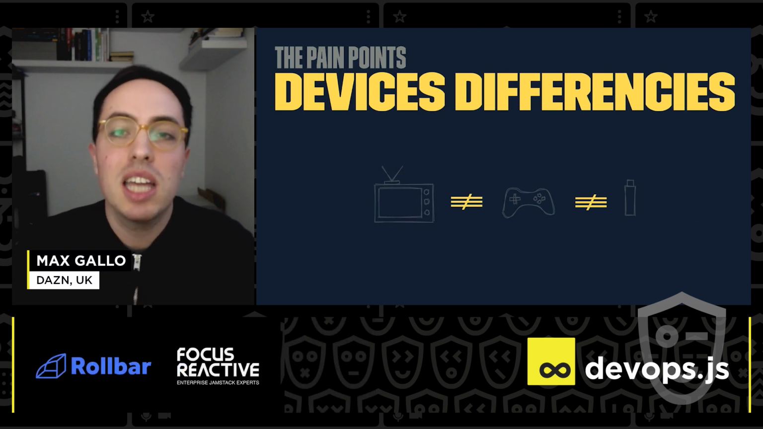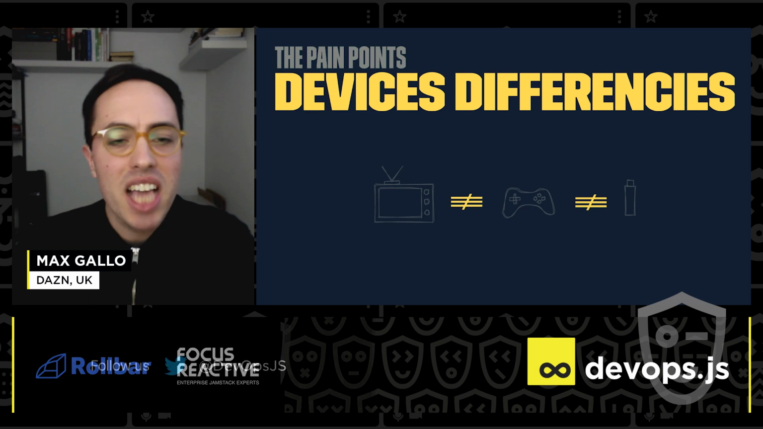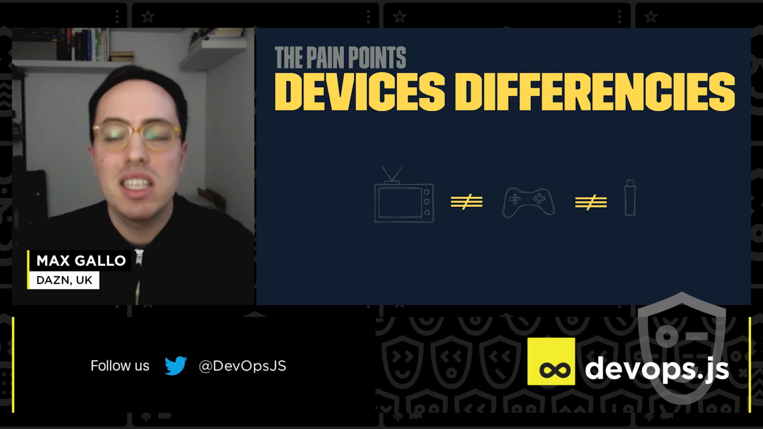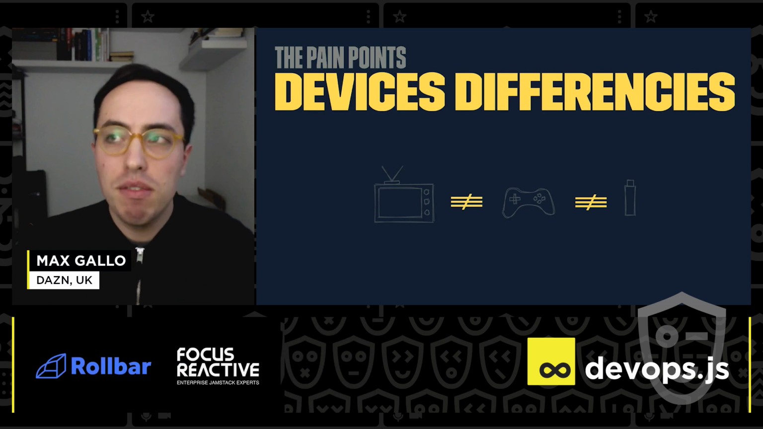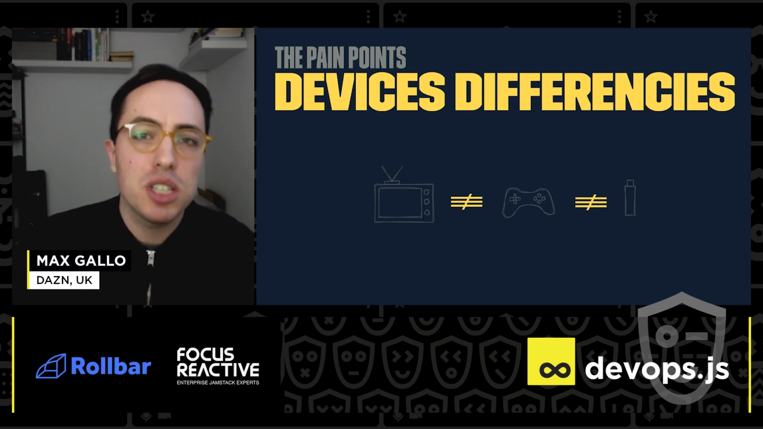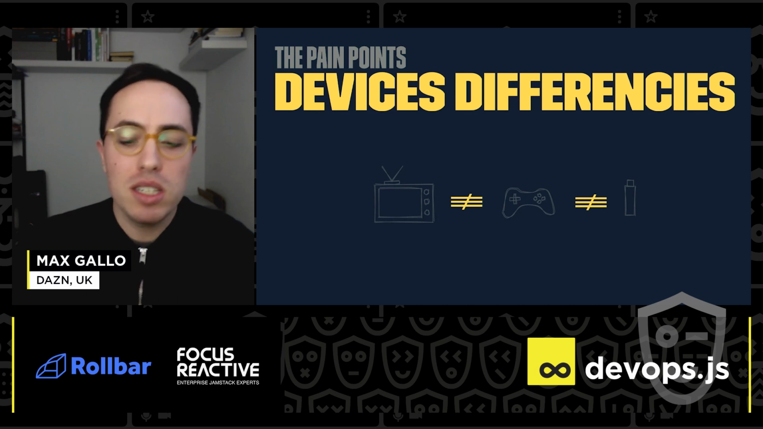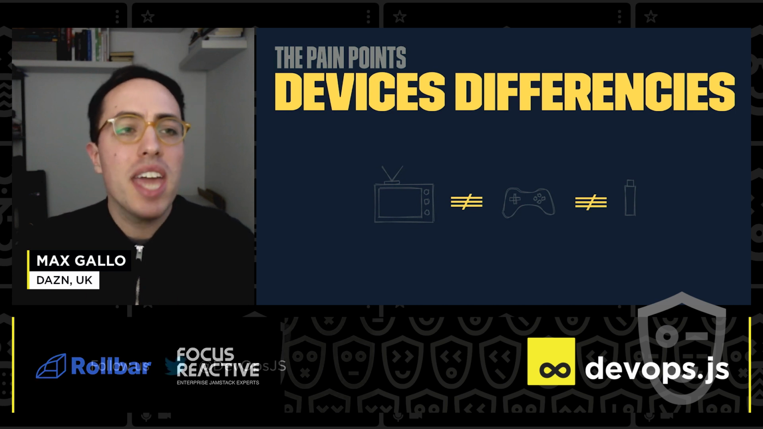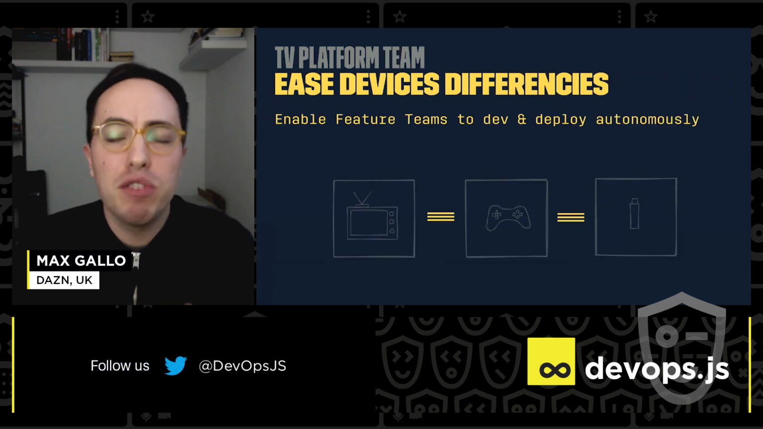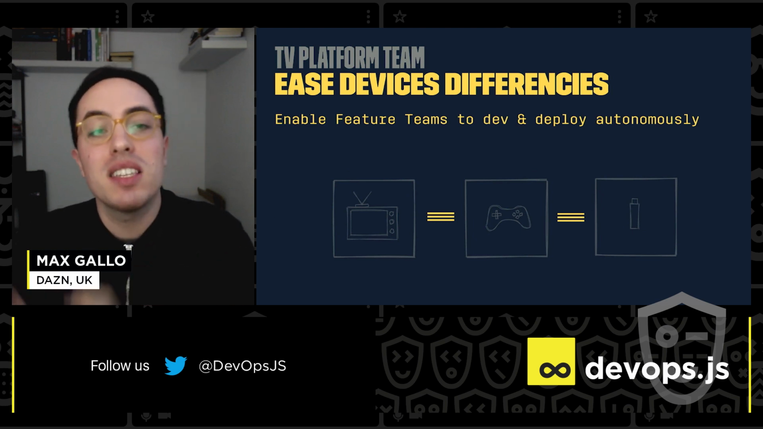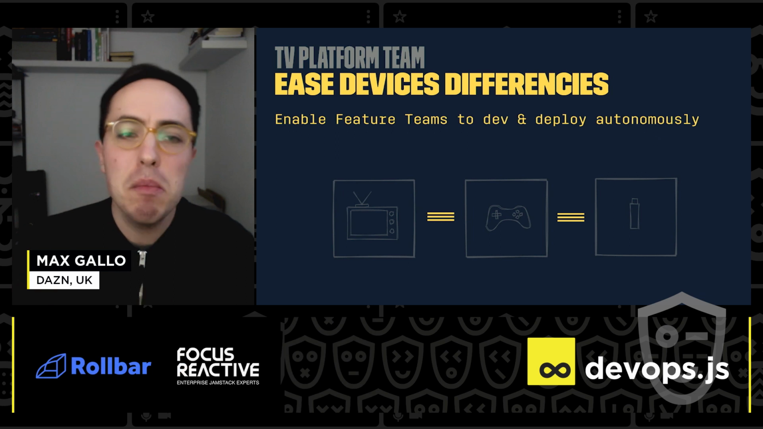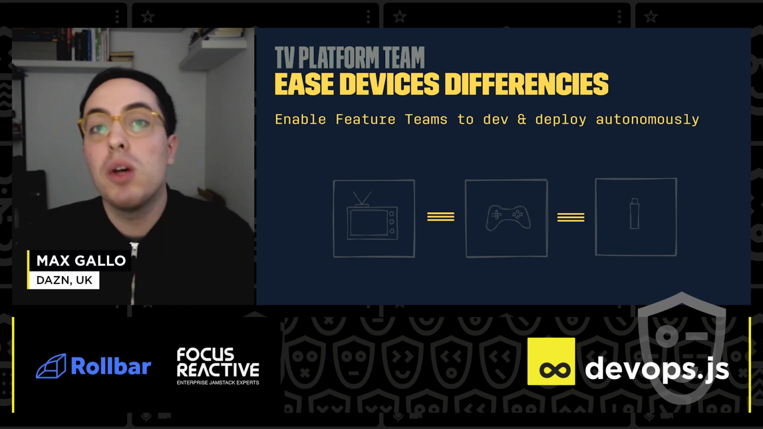So the pain points that we have in the front end, in this specific context of the devices these days, is that each single one of these devices has different APIs, a different runtime, a different browser engine, a different video player. So all this difference makes it very painful for a team focusing on a feature to be distracted by all these differences. So what if we create some sort of platform team that takes care of these differences and tries to ease these devices' differences? The idea is to enable feature teams to develop and deploy autonomously.